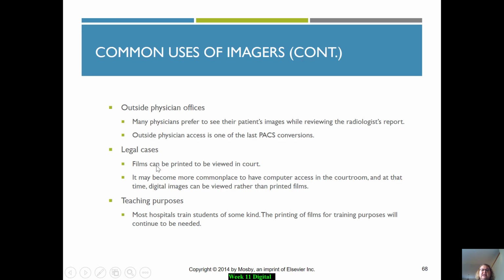So legal cases, any films that are printed to be viewed in court, it may be more commonplace to have a computer access in the courtroom nowadays where they can show the digital images rather than the printed films. So how Cindy and I are always getting on you about keeping those markers on your film because of legal purposes. Your films could still be printed, they could be put on a DVD, or they could be sent electronically to the court. We are allowed to print off images for teaching purposes, so that is not a HIPAA requirement if it's something that you're doing educationally.